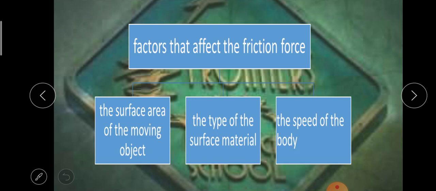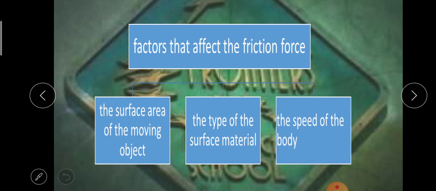Okay. Let me tell you first, if you move on the ground, there is friction between your shoe and the ground. Again, my shoe touches the ground and they move, so we call this friction.